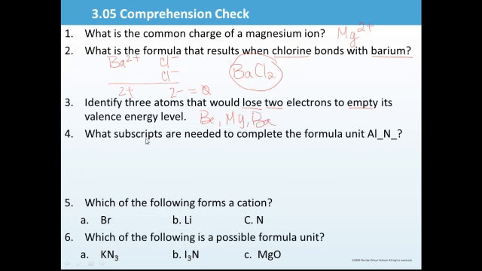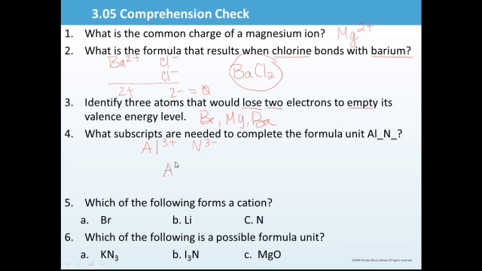Number 4, what subscripts are needed to complete the formula unit? So we have to figure out what is the formula. Aluminum on the periodic table is in group 3. It forms a 3+ charge. Nitrogen is in group 5. Therefore it has 5 valence electrons. It's going to form a -3 charge.